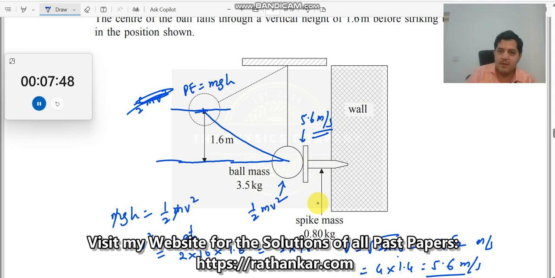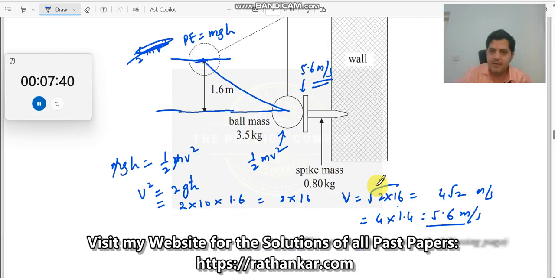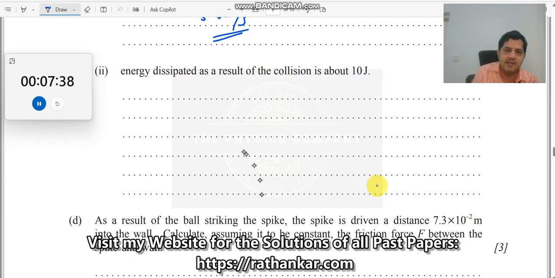Now, how do I do it? The first thing is that when it hits here, 5.6 meters per second is the velocity at which it hits, right? So now the problem reduces to something like this. You have the ball over here and you have an object like this, which has sharp teeth like this, and this is what you have.